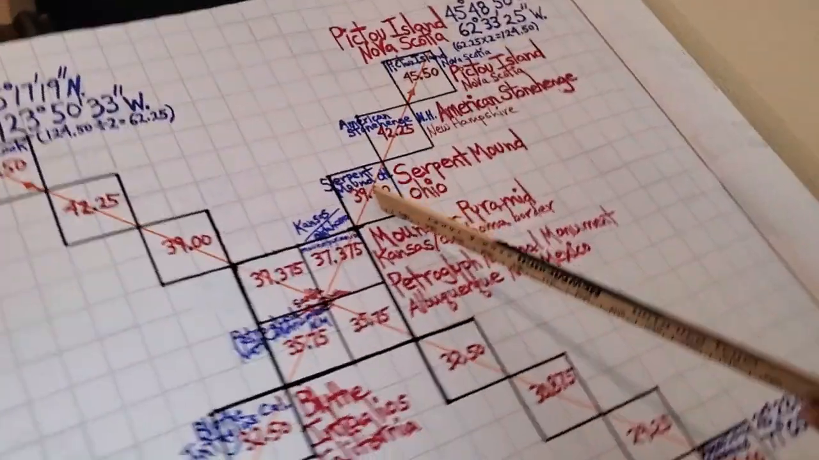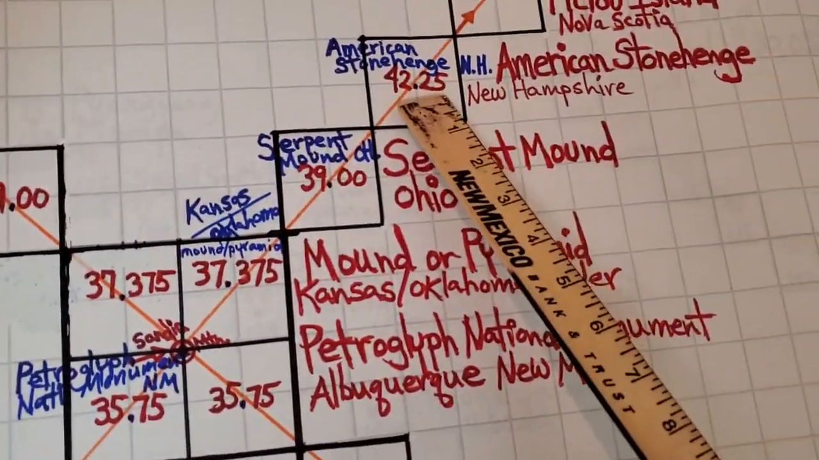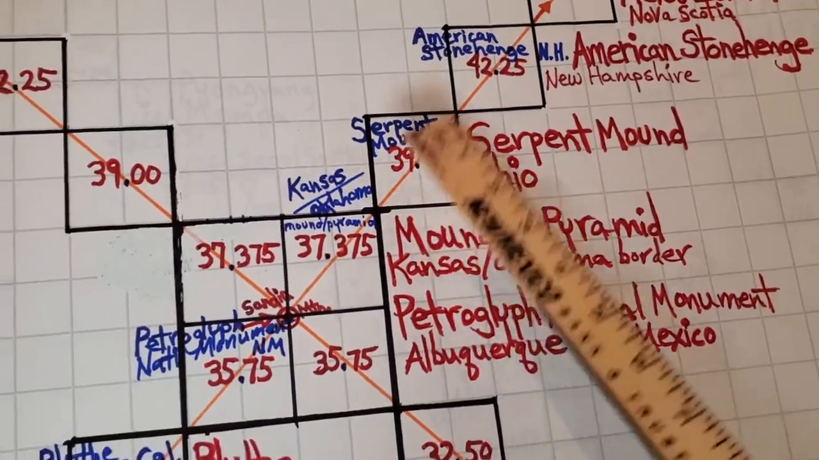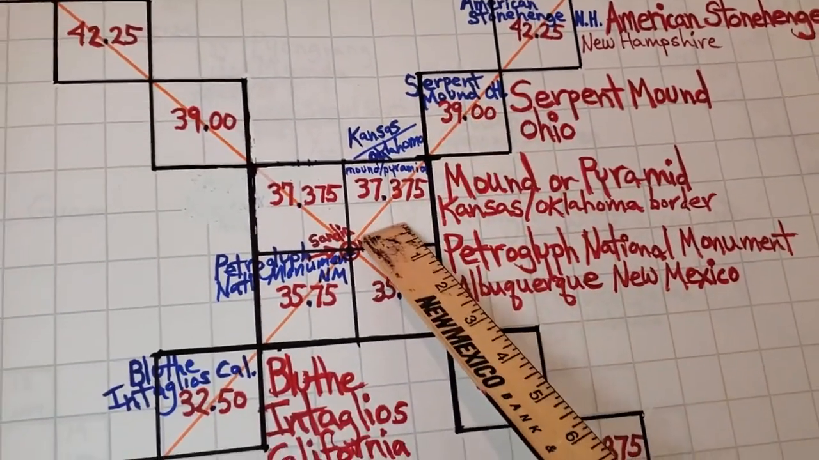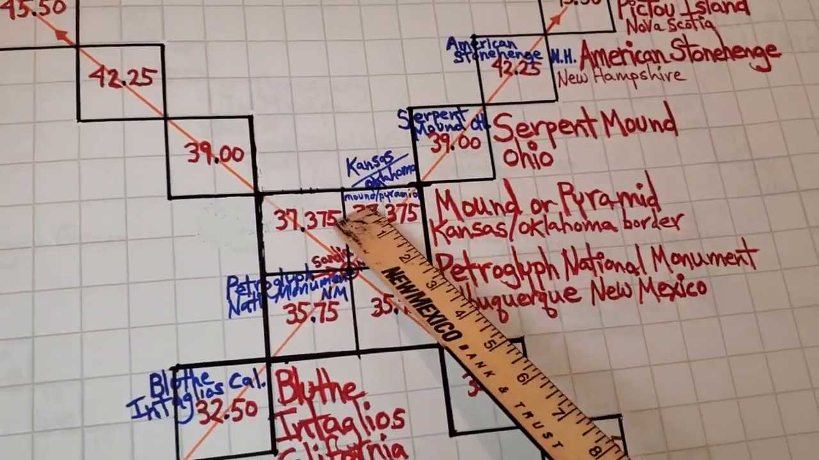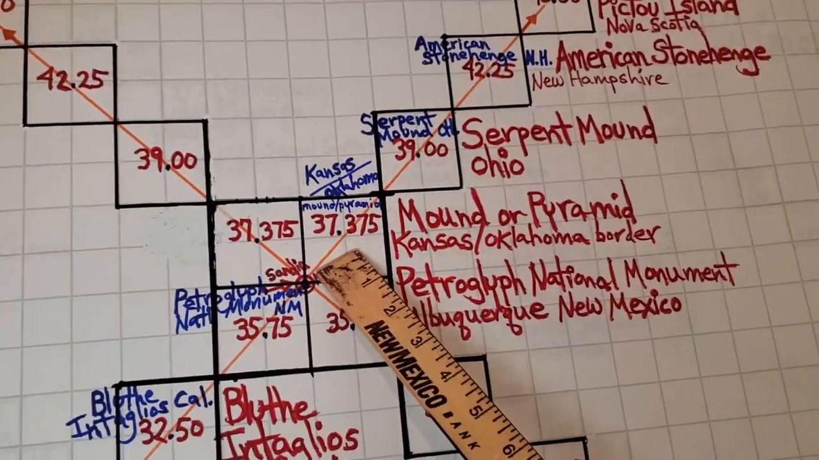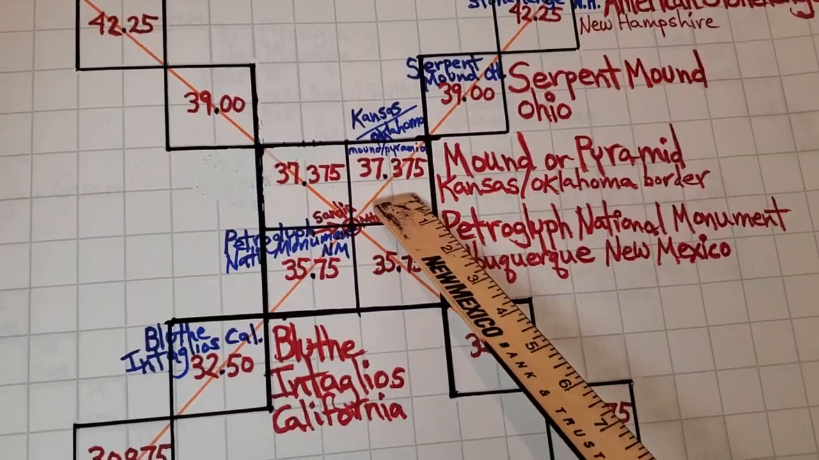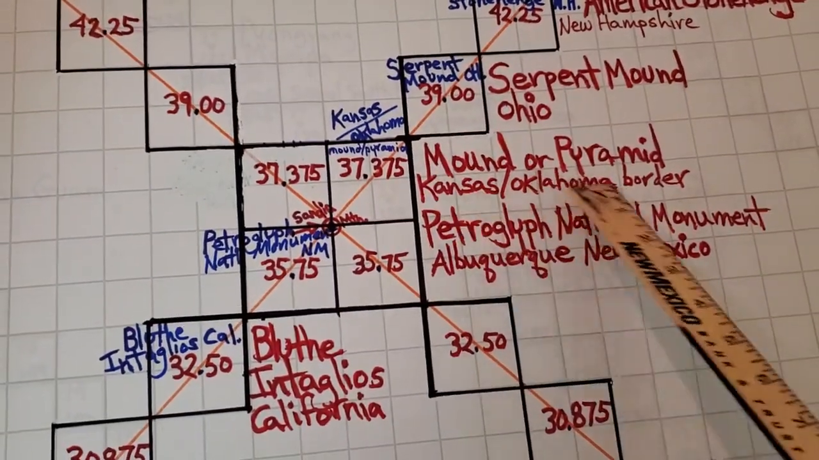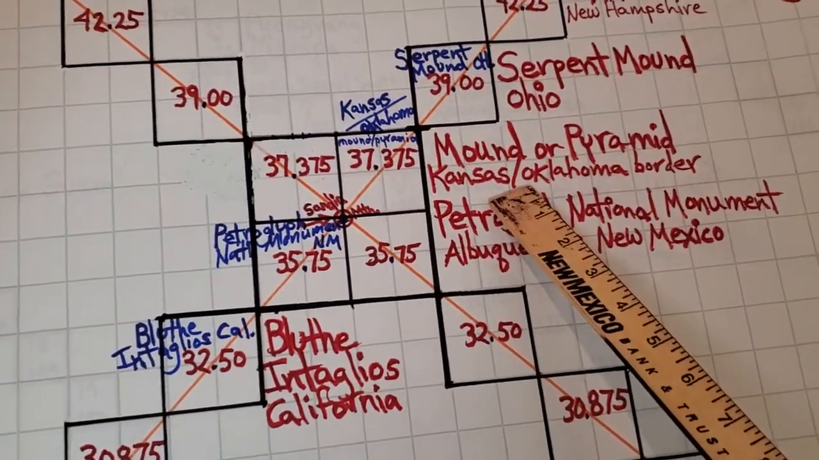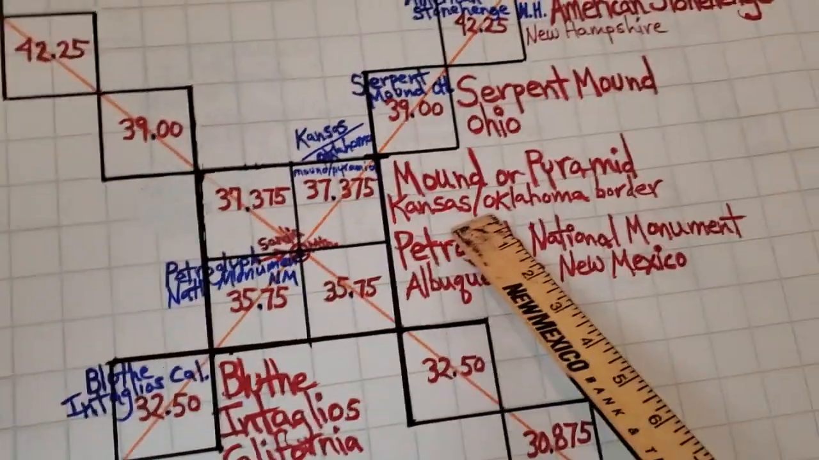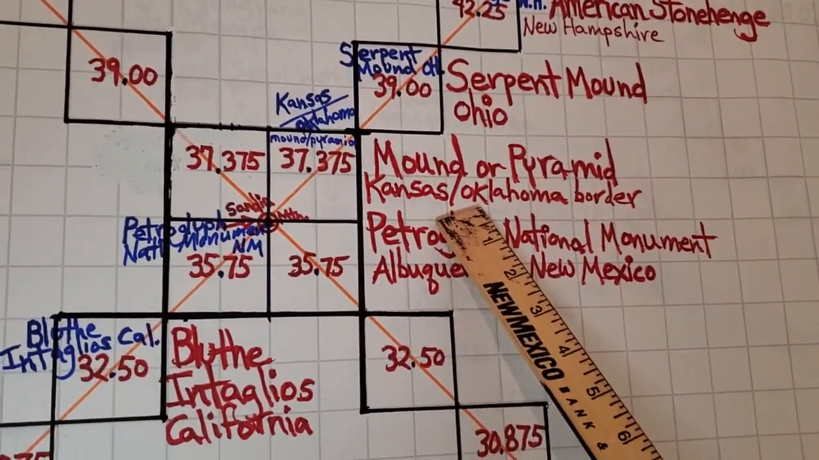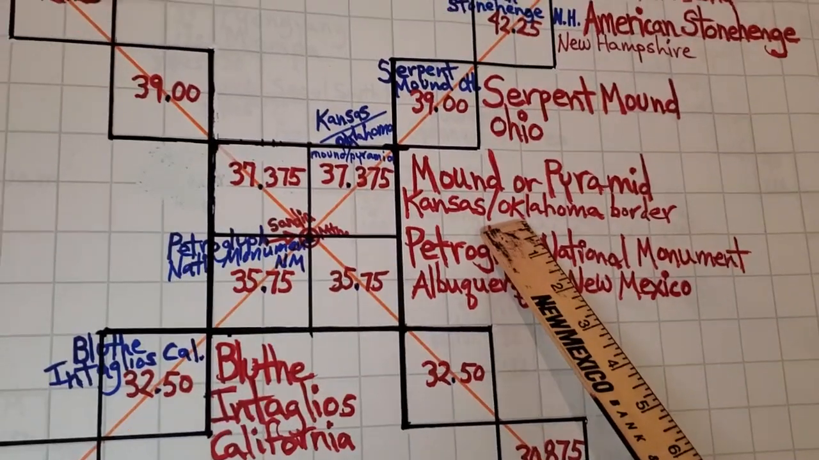We're at a famous place called Serpent Mound. So that minus 3.25 takes you to 39.00, Serpent Mound, Ohio. It takes you to 37.375, the Kansas-Oklahoma border. I can't remember, there's a river near there, but there's a mound or a pyramid located on that border. I believe they just located it recently, as reported in an archaeological magazine, discovered in Kansas near the Oklahoma border. But that marks the 37.375 area.